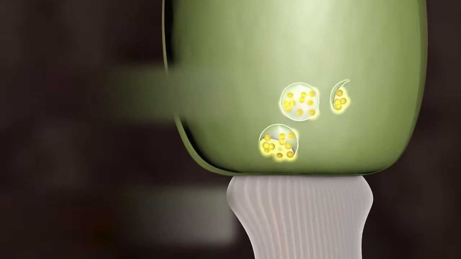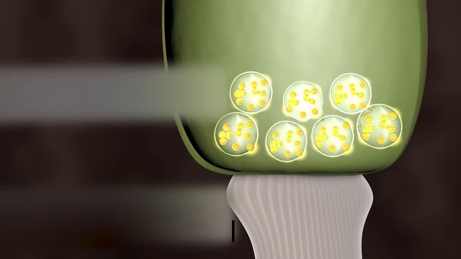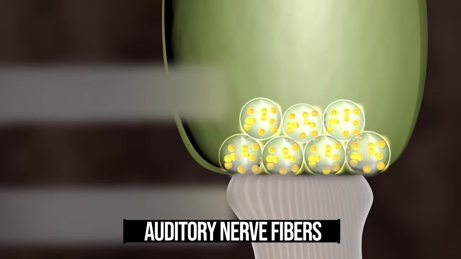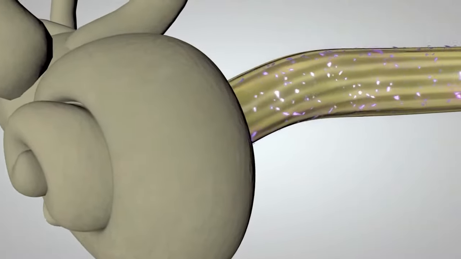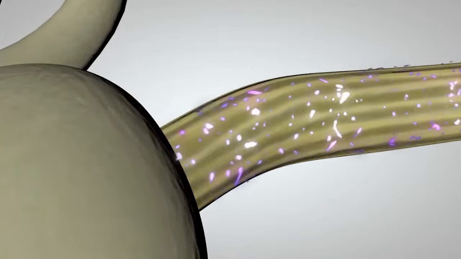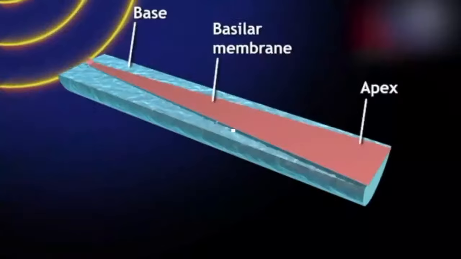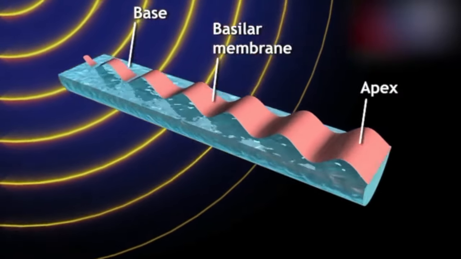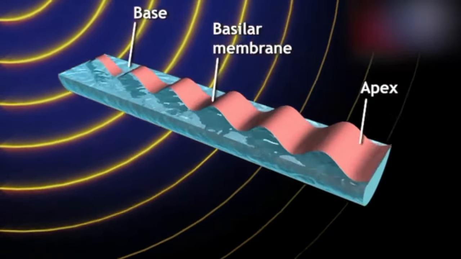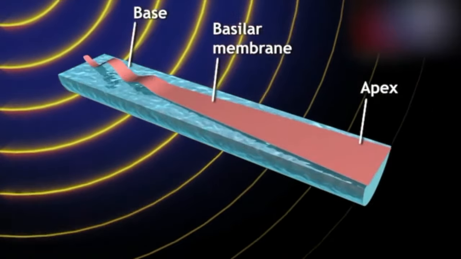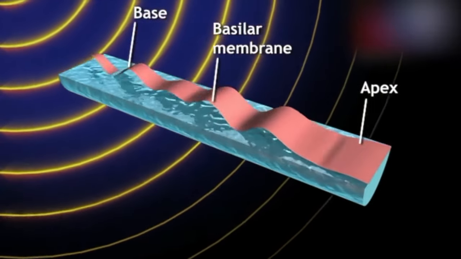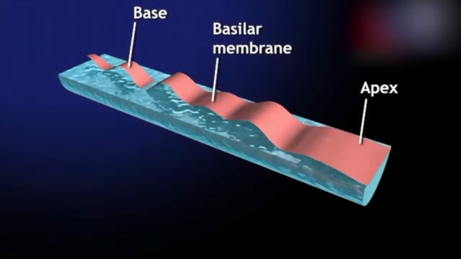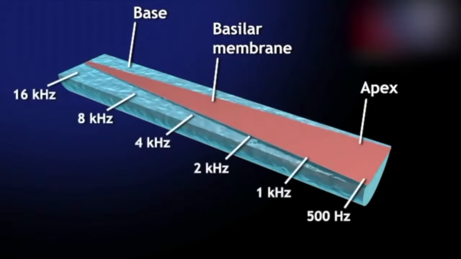The electrical signals generated by the hair cells stimulate the auditory nerve fibers connected to them. These nerve fibers carry the auditory information to the brain, where it is interpreted as sound. Frequency mapping, tonotopy. Different frequencies of sound affect different parts of the cochlea. High-frequency sounds cause more movement at the base of the cochlea, while low-frequency sounds affect the apex. This tonotopic organization allows the brain to distinguish between different sound frequencies.